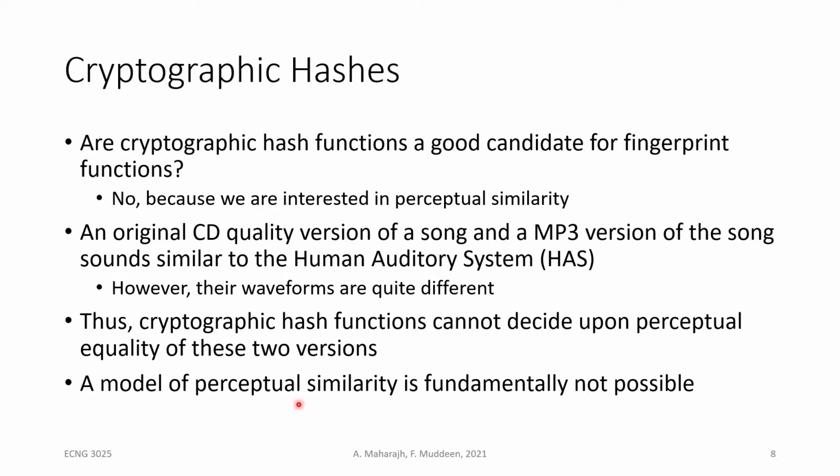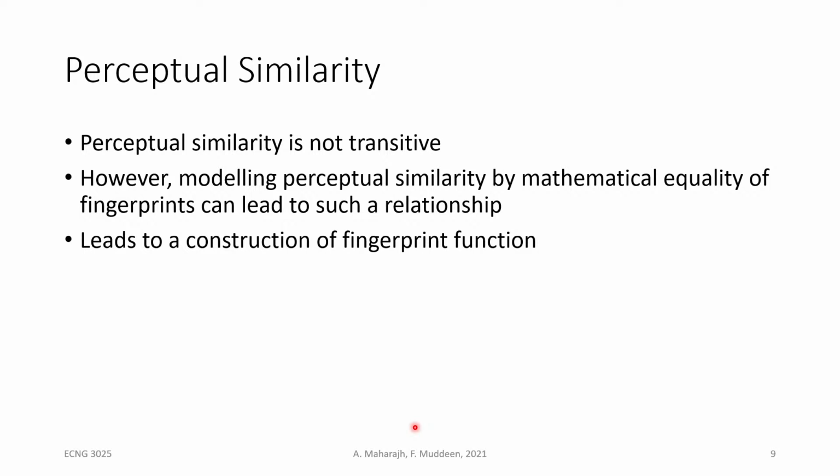And this is quite true when you have different audio qualities in particular. Because the waveforms themselves, when you compare them in time and frequency, are going to be quite different to each other. So doing this kind of waveform match isn't going to work for this particular application. So we're going to have to use another model of perceptual similarity in order to get this sort of matching to actually occur. So it's possible to model perceptual similarity by some sort of mathematical equality of fingerprints, and this is what we're going to refer to as the construction of our fingerprint function.